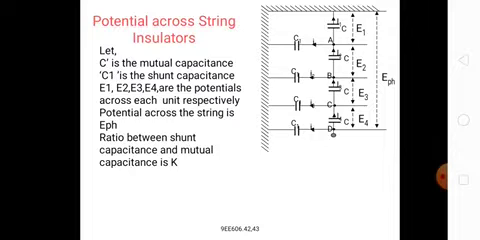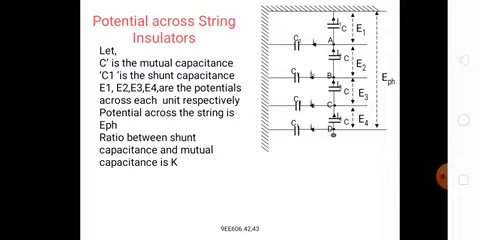C is the ground capacitance and MC is the mutual capacitance. That is M, the ratio of mutual capacitance to capacitance to ground. Let's see the derivation of the potential across the string. C is the mutual capacitance and C1 is the shunt capacitance, and E1, E2, E3, E4 are the potential across each unit respectively.